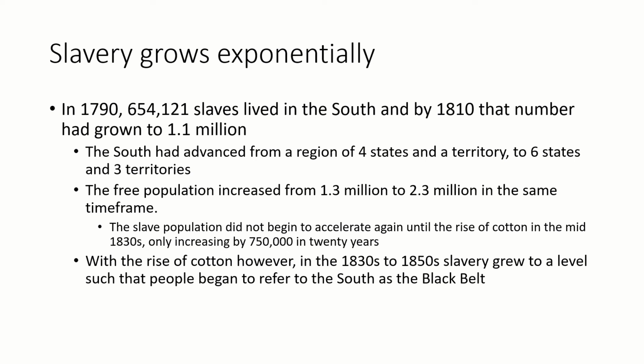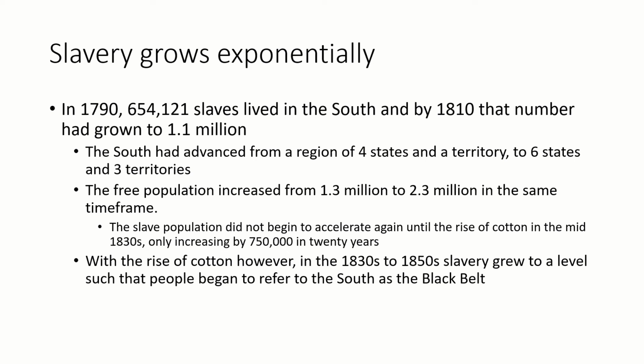The massive change in the South's enslaved population between 1790 and 1810 makes historical sense. During that time, the South advanced from a region of 4 states and 1 rather small territory to a region of 6 states and 3 rather large territories. The free population of the South also nearly doubled over that period, from around 1.3 million in 1790 to more than 2.3 million in 1810.